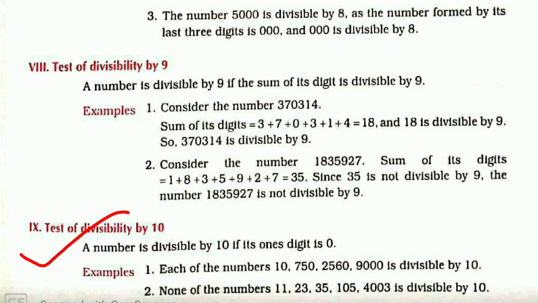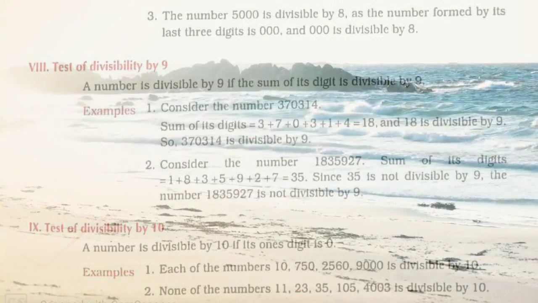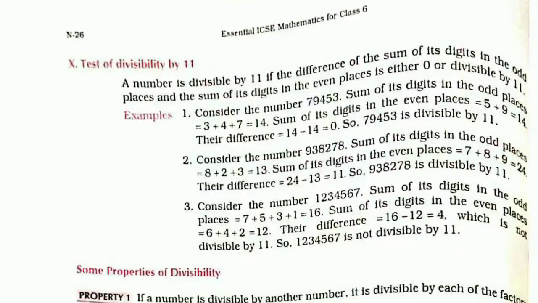Now we are moving to the next divisibility rule, that is the test of divisibility by 11. A number is divisible by 11 if the difference of the sum of its digits in the odd places and the sum of its digits in the even places is either 0 or divisible by 11.